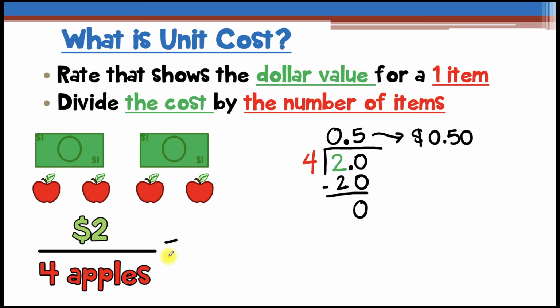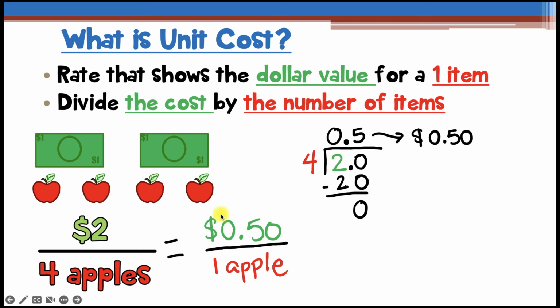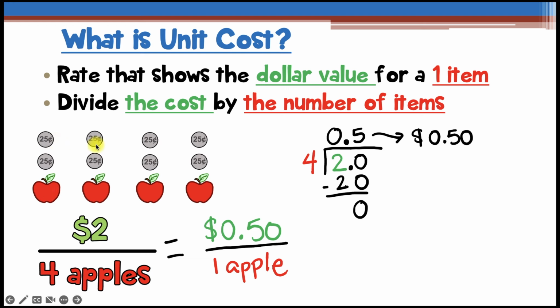Well, this means that when it's $2 for 4 apples, the unit cost is 50 cents for every 1 apple. So again, the unit cost is 50 cents for every 1 apple, and that's equivalent to $2 for every 4 apples. Because instead of paying $2 for all 4, we could pay 50 cents for every single one.